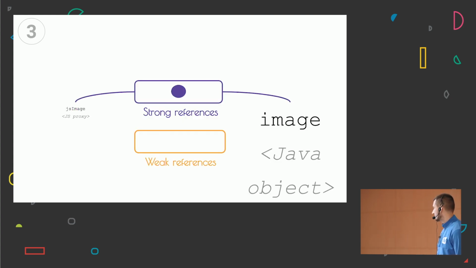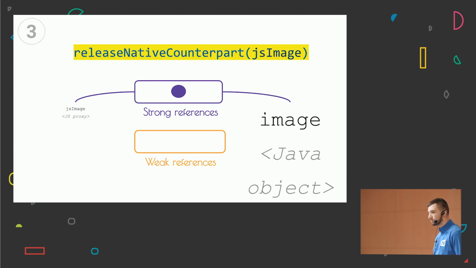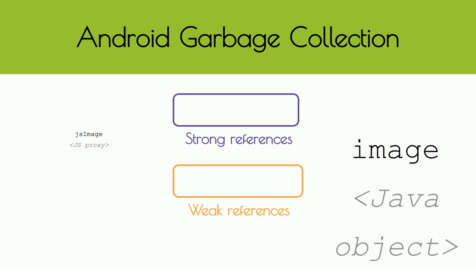In such cases, when we have big native images or native arrays, or every object we could consider a big one in the native world, we could use the release native counterpart function. It is provided by the NativeScript runtime, and what it does is, when provided a JavaScript object, it removes the strong reference held in the NativeScript runtime. So when the Android garbage collector kicks in, it would see that we no longer hold any references to the native object, and it would delete it.